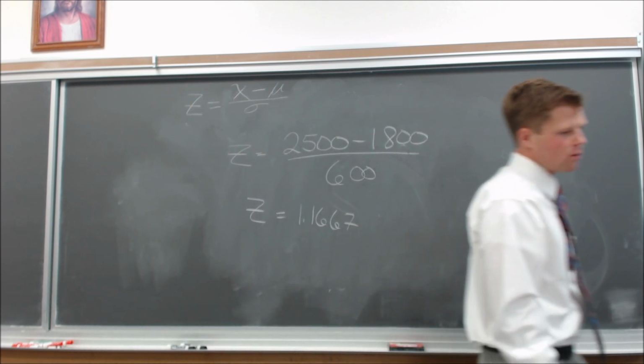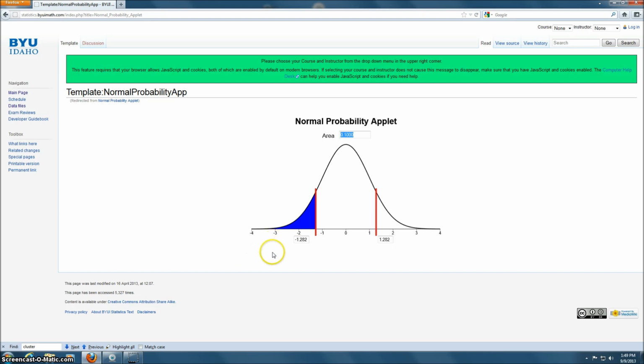Okay, now we're going to plug that into the normal probability applet. So we come over to our applet, and this time we're concerned again with which is faster. We're looking for a faster speed, and so we're looking for this portion right here. And we need to type in our value of 1.1667. Okay. The corresponding area, which also represents the probability of randomly selecting a particle with speed faster than 2,500, is 0.1216, or 12%, or say about 1 in every 8 or 9 times.